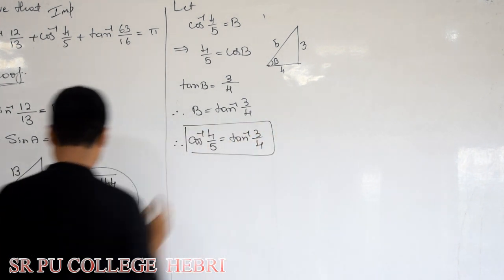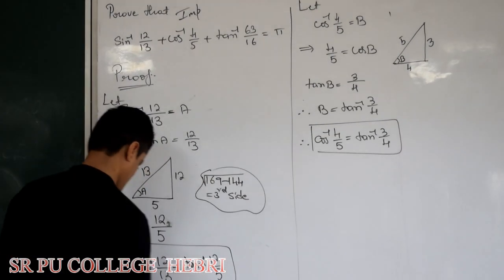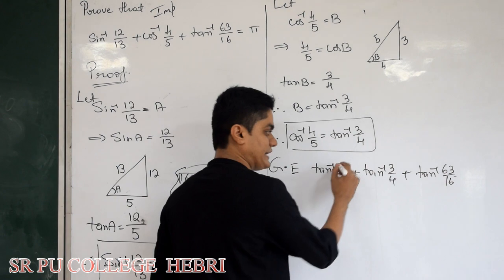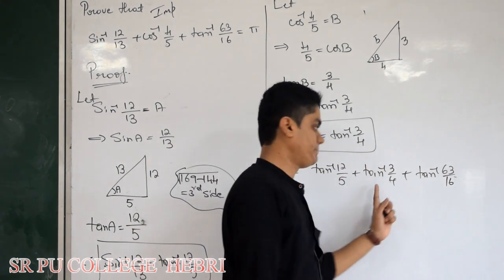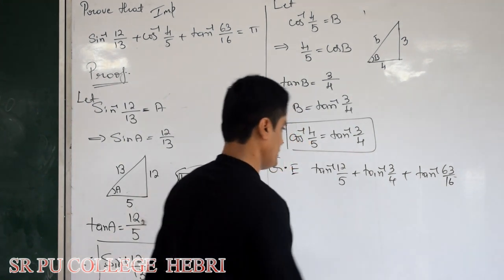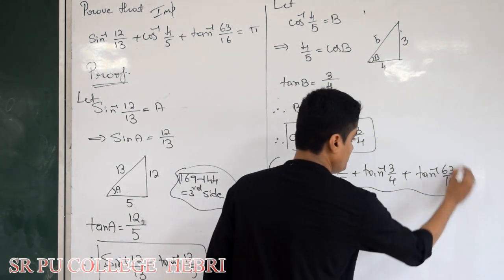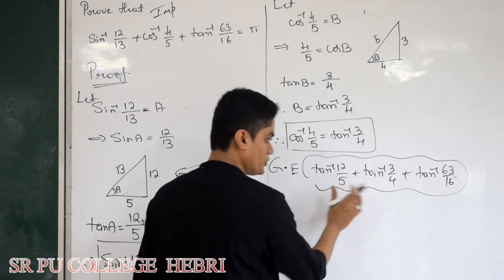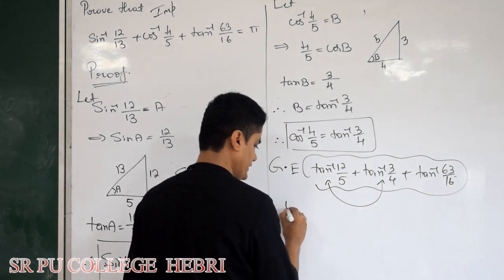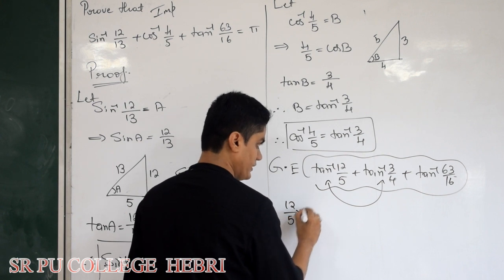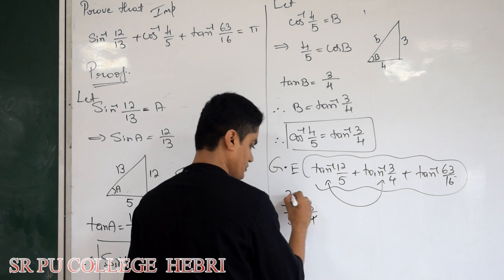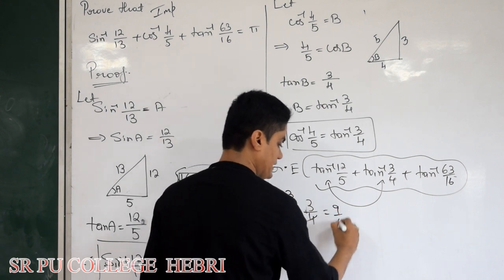Now use these two expressions in the given expression. We converted the first two terms into tan inverse. So the given expression is equal to tan inverse of 12 by 5 plus tan inverse of 3 by 4 plus tan inverse of 63 by 16. So we have to add these three terms. To add these three terms, first you have to add the first two terms. Observe here carefully. 12 by 5 into 3 by 4. 4 ones are 4, 3 times. So it will be 9 by 5.